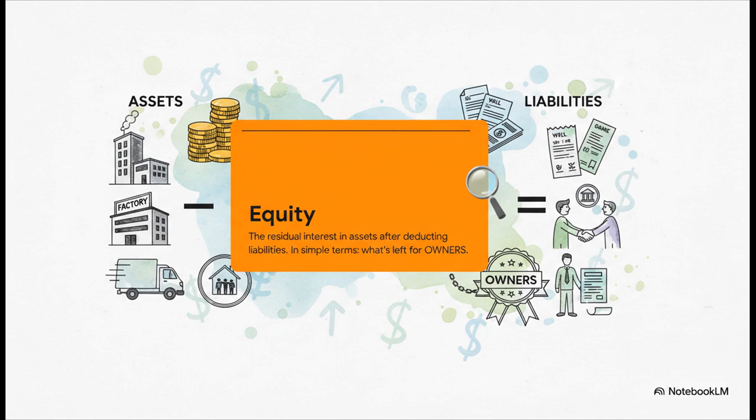And that brings us to the last piece of the puzzle, equity. This is the good part. After you take all the company's assets and you subtract everything it owes, the liabilities, whatever is left over, that belongs to the owners. That's their piece of the pie, their stake in the business. It's what we call the company's net worth.